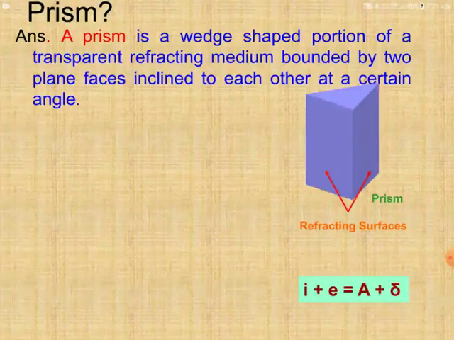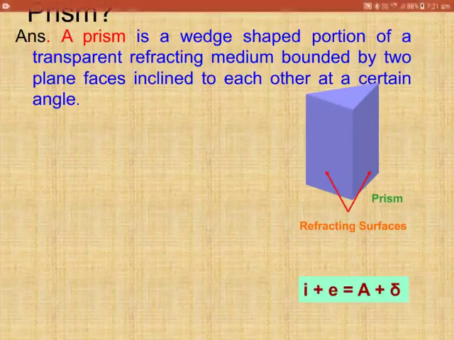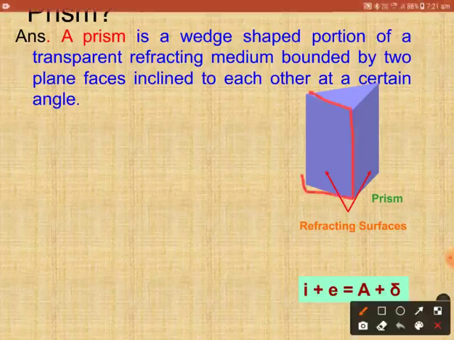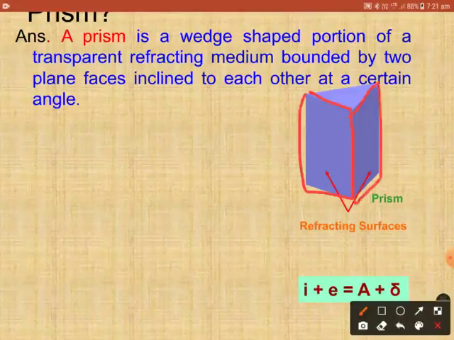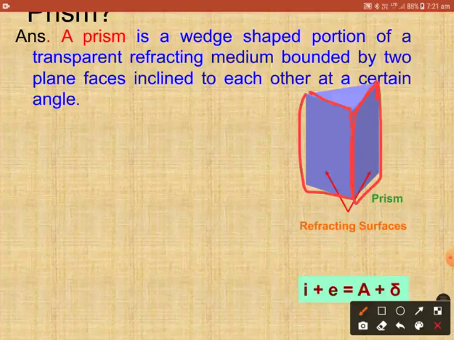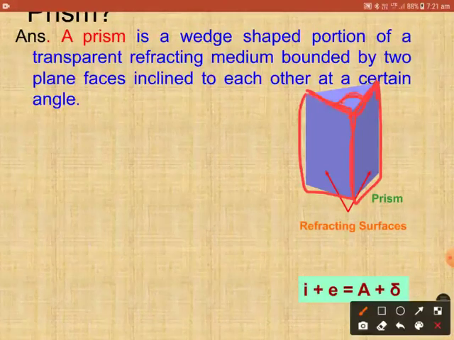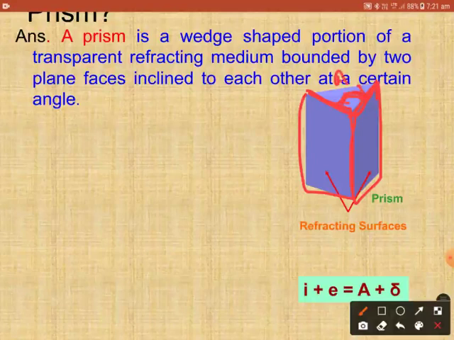So what is a prism? A prism is a transparent medium bounded by two refracting faces inclined to each other making an angle known as angle of prism. Where is that angle of prism then? If these two are the plane refracting faces which take part in the refraction, then angle of prism means this angle, these two plane faces inclined to each other making an angle here, right? So this angle we call the angle of prism and it is denoted by capital A.